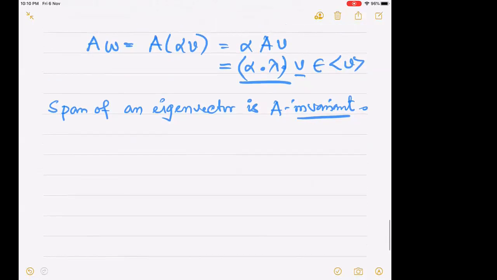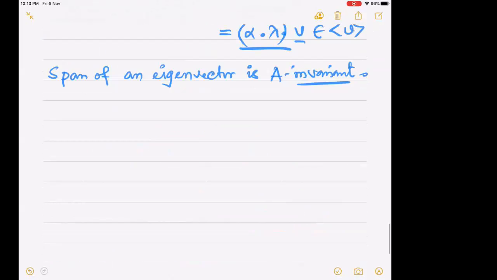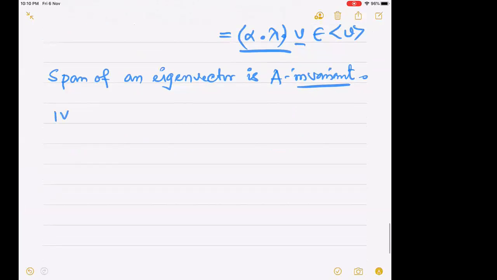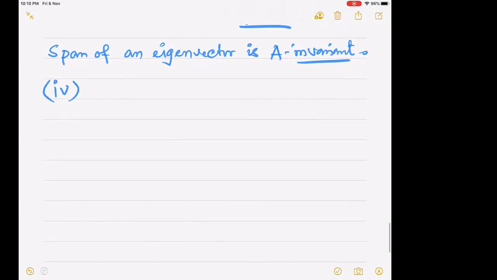Next example, next non-trivial example would be, say, look at the kernel of A. Kernel of A is always A invariant. Although it could be trivial, the kernel of A can be just the zero space if A is invertible. But even if it is not the trivial subspace, even if it's some non-trivial subspace, even then it's going to be A invariant. Indeed, why?